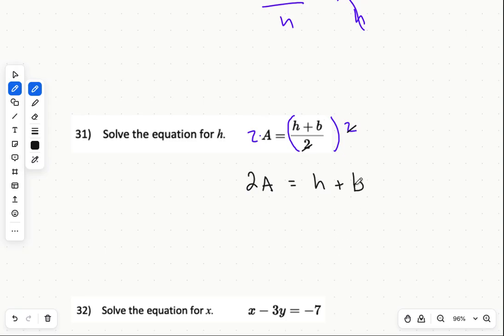And then we want h by itself, so we're going to subtract the b on both sides. So minus b, that leaves h by its lonesome, and then we have 2a minus b on this side.